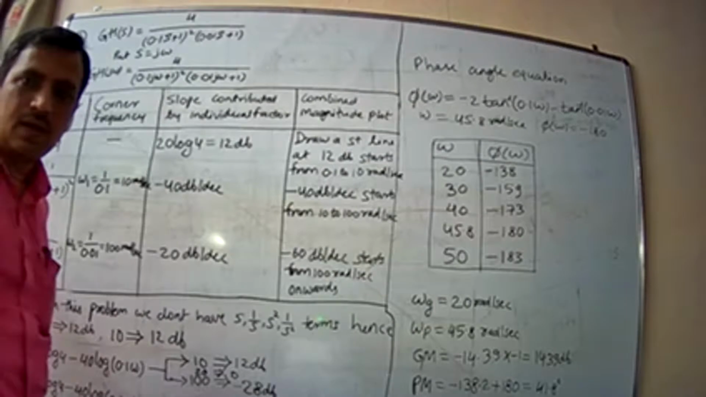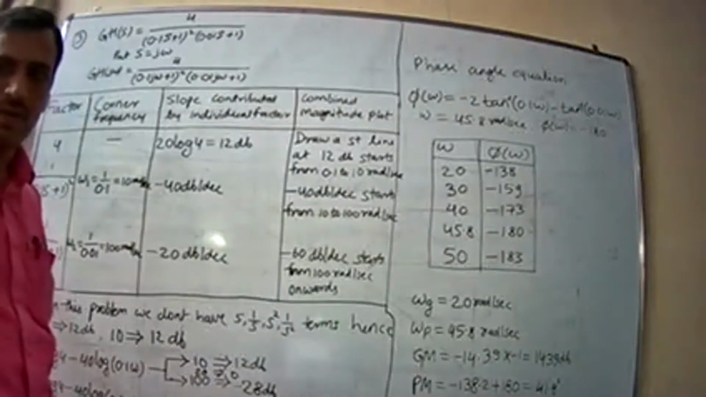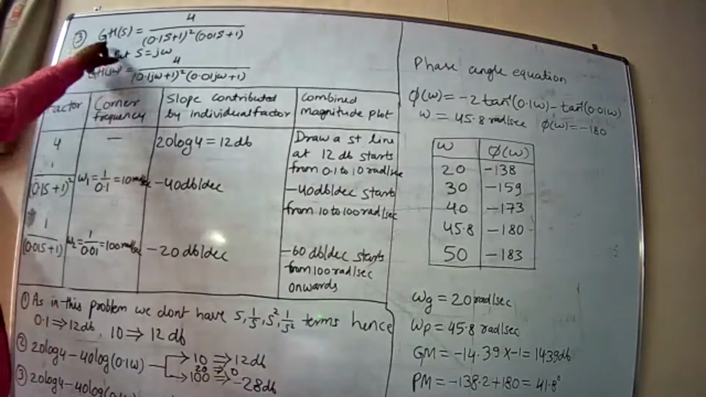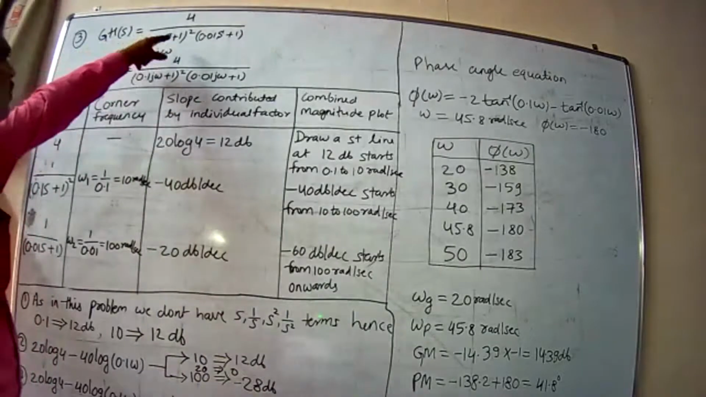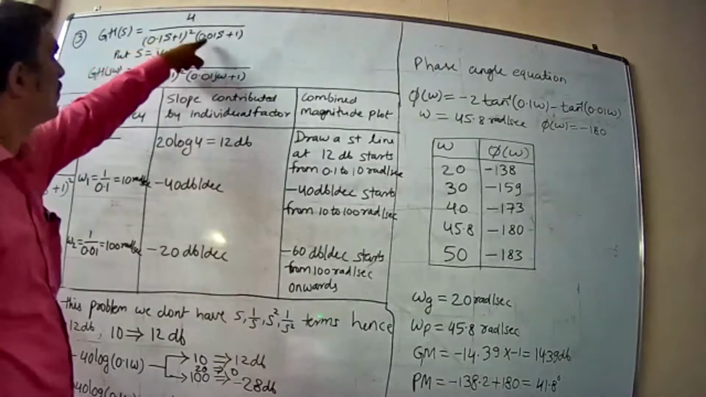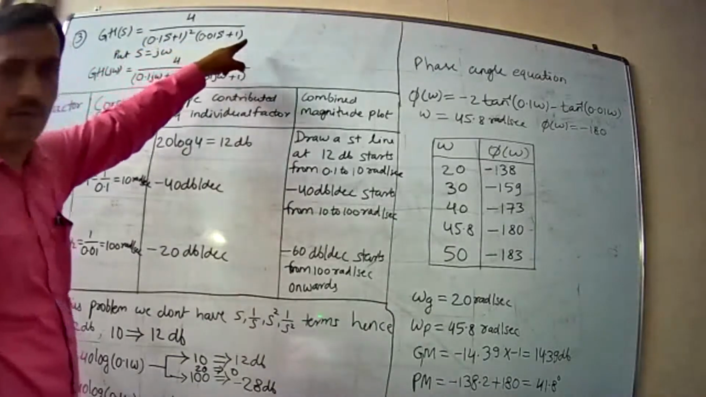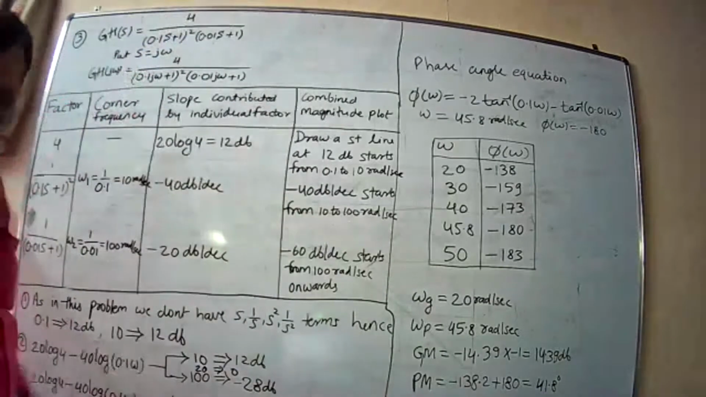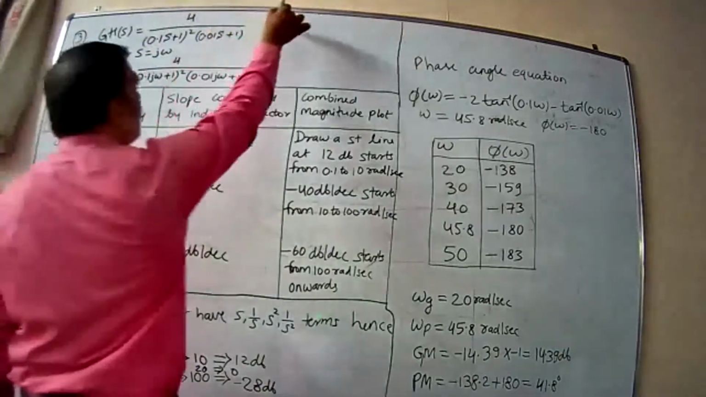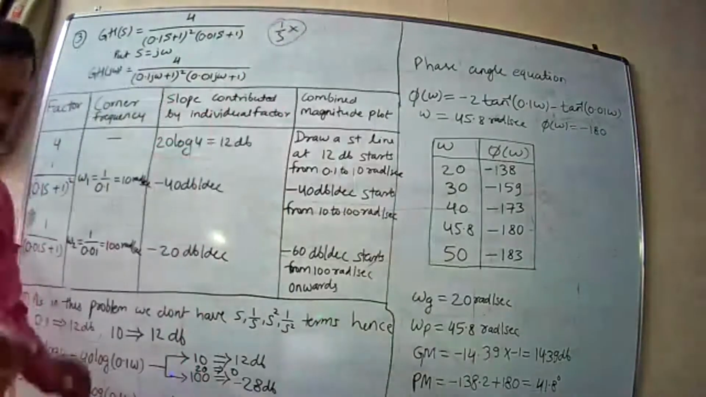Yes, hello everyone. Today I want to explain another problem on Bode plot. Here, the third problem is G(s)H(s) = 4 divided by (0.1s + 1) whole square into (0.01s + 1). In this problem, the main thing is that the 1 by s term is absent. That is the main thing.